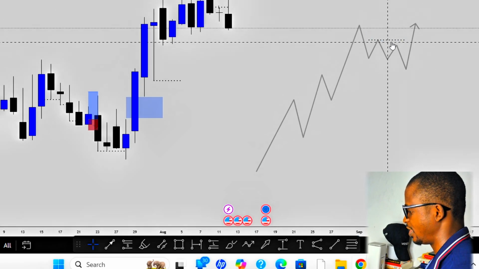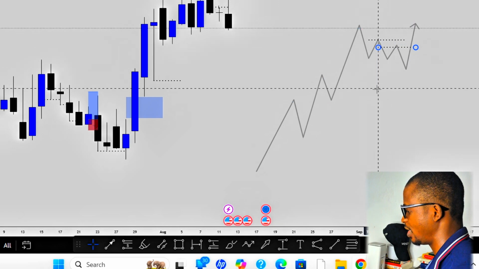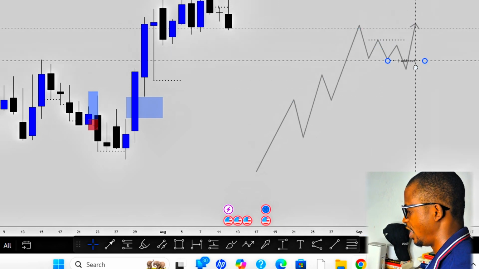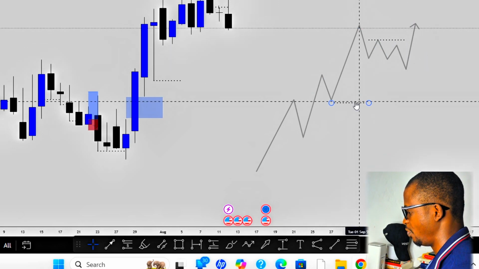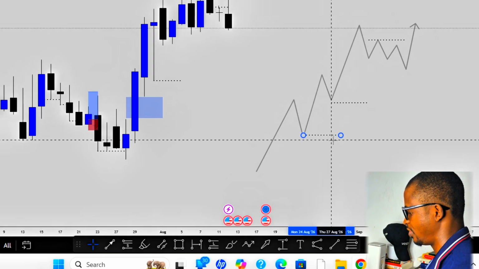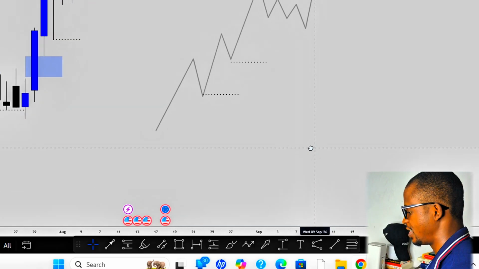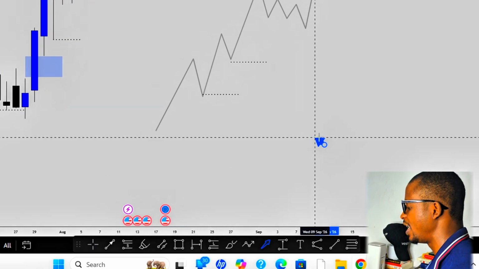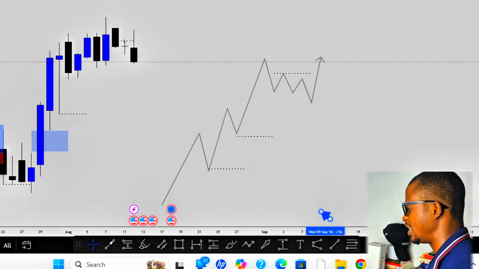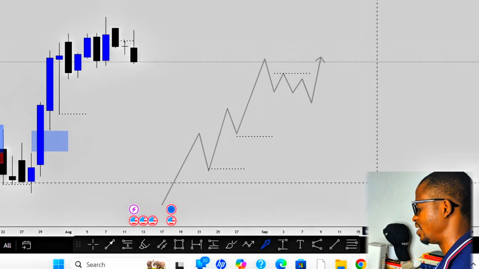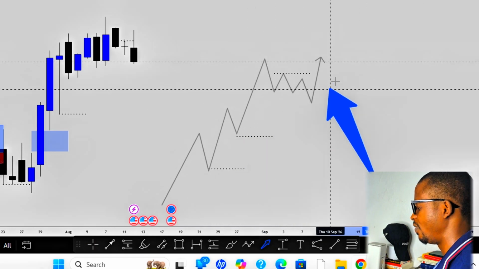After it takes out the internal liquidity, the next place that price will likely go towards is the external liquidity, which is going to be all these guys here. You understand? All these small guys here. So these are going to be the next targets that we're going to be looking out for. So basically, price moves from internal liquidity to external liquidity. It moves from liquidity to liquidity.